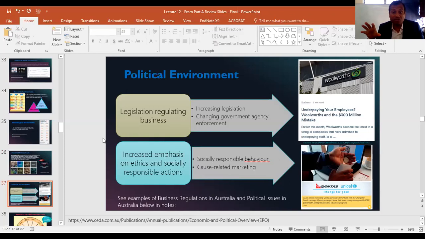If the case is about ethics and responsibility action by the firm or organization, probably you can relate it to the political environment. Political environment is not politics, I mean to say. So just be careful. It's all about legislation, government agency enforcement, rules, guidelines, socially responsible behavior of firms, cause-related marketing, responsible investment, social marketing, and many more aspects. It covers the political environment.